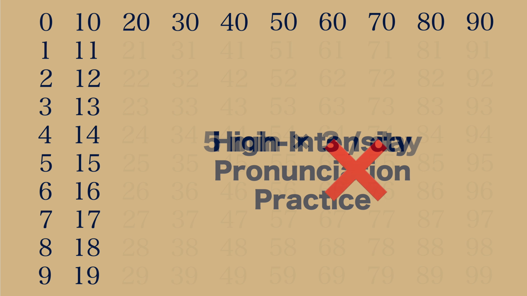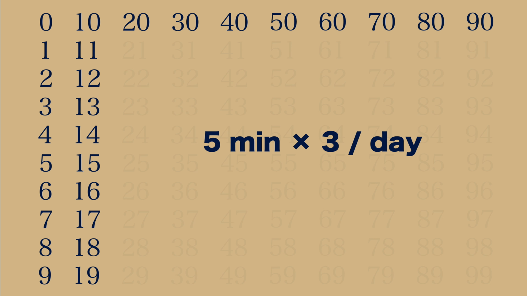If you'd like to build a habit, try shadowing these numbers 3 times a day for about 5 minutes each time. After a couple of weeks, you may notice that some of your old pronunciation habits start to fade, and new patterns begin to feel more natural. Then, one day, almost without realizing it, you'll find you already know how to pronounce all 100 numbers from 0 to 99.